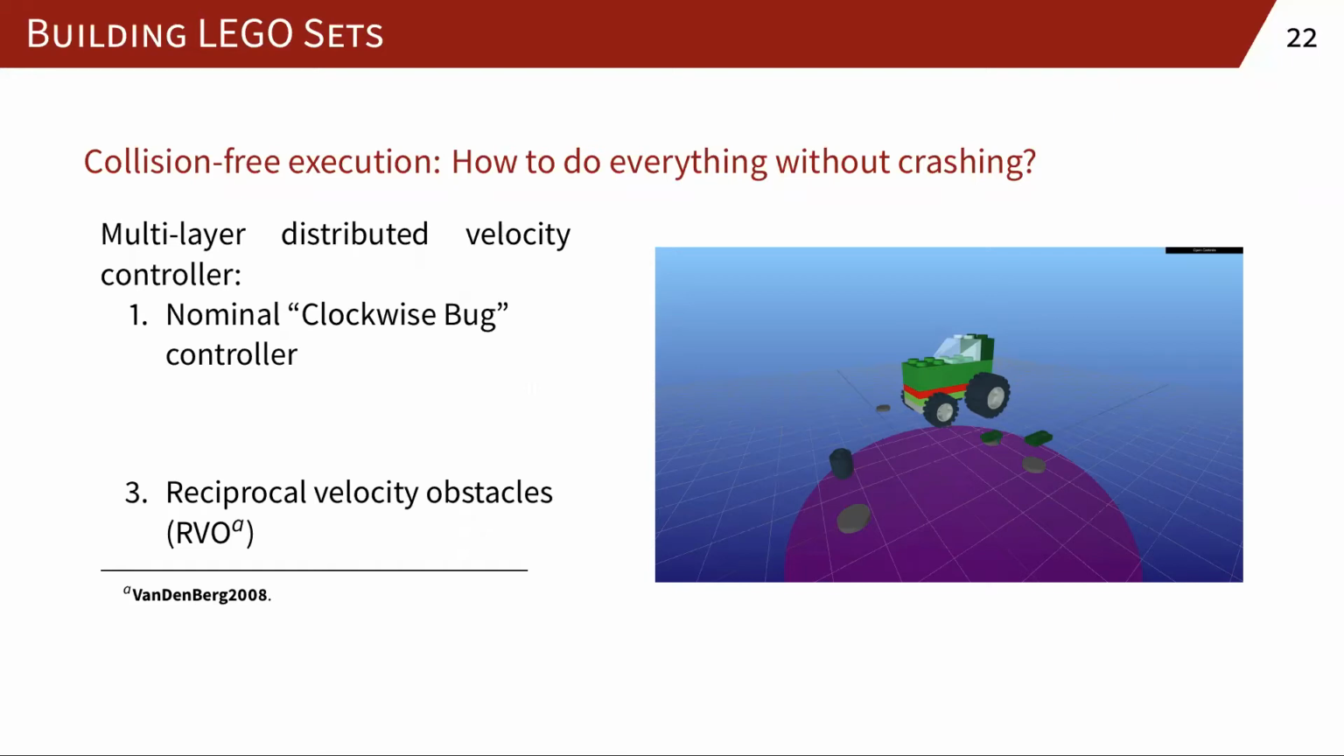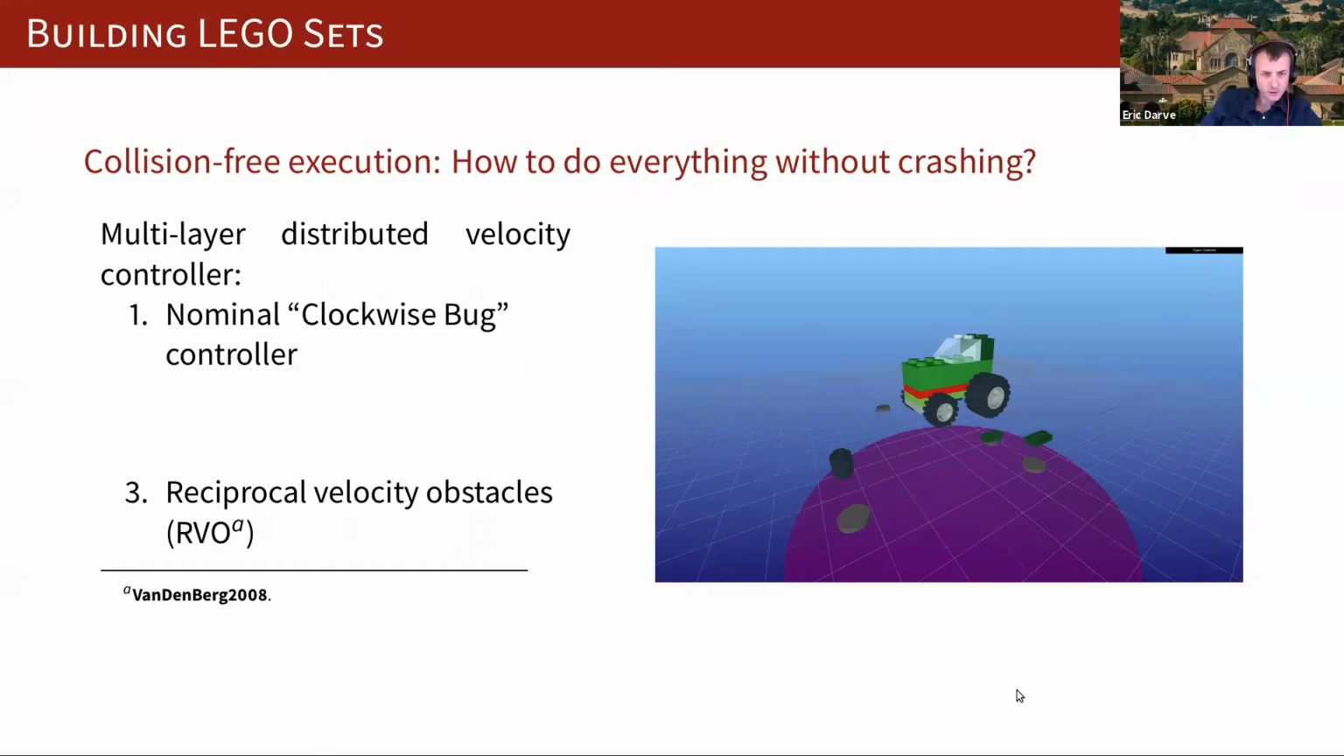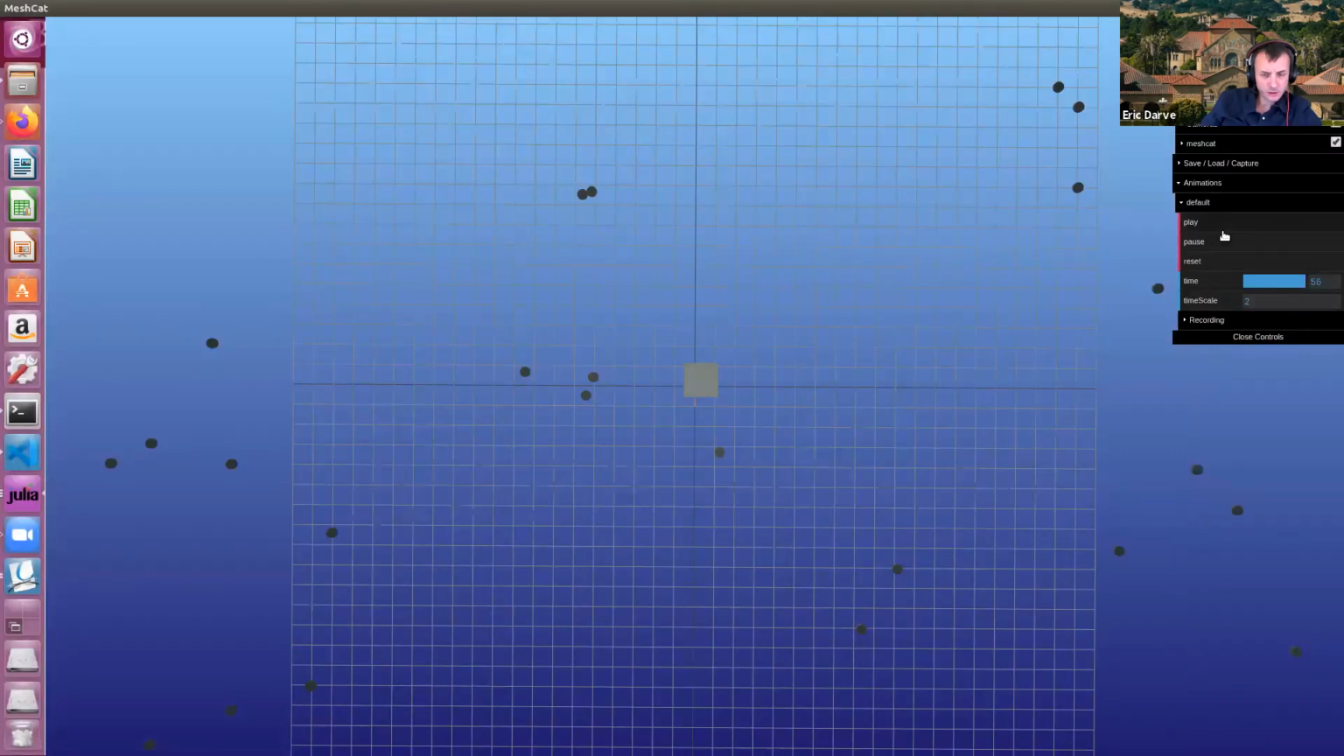Sorry, just a quick question here. Yes. You kind of lost me here. So the clockwise bug controller, so there is still collision or there aren't collisions? There are. I didn't get that.